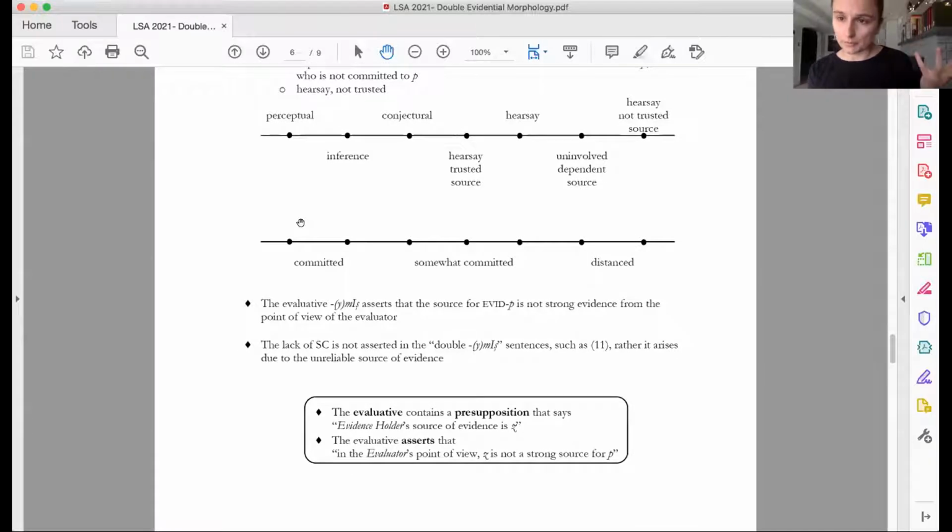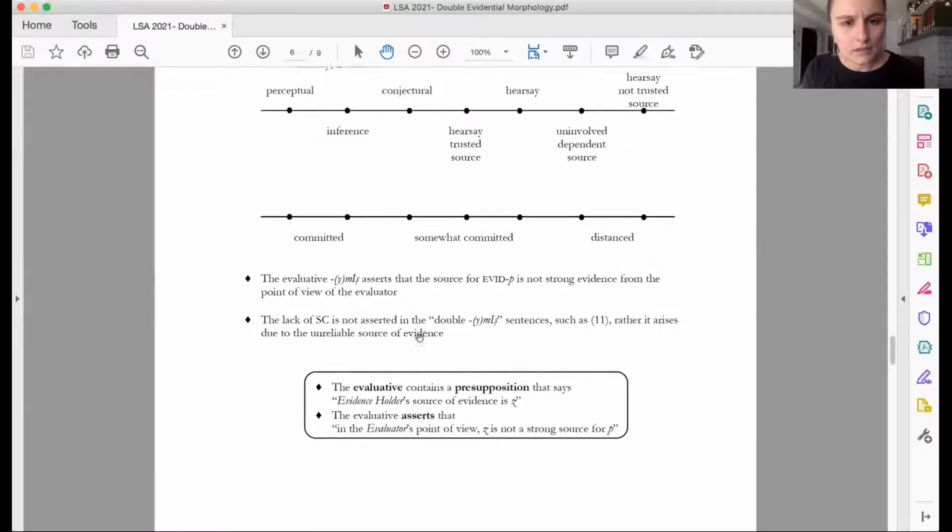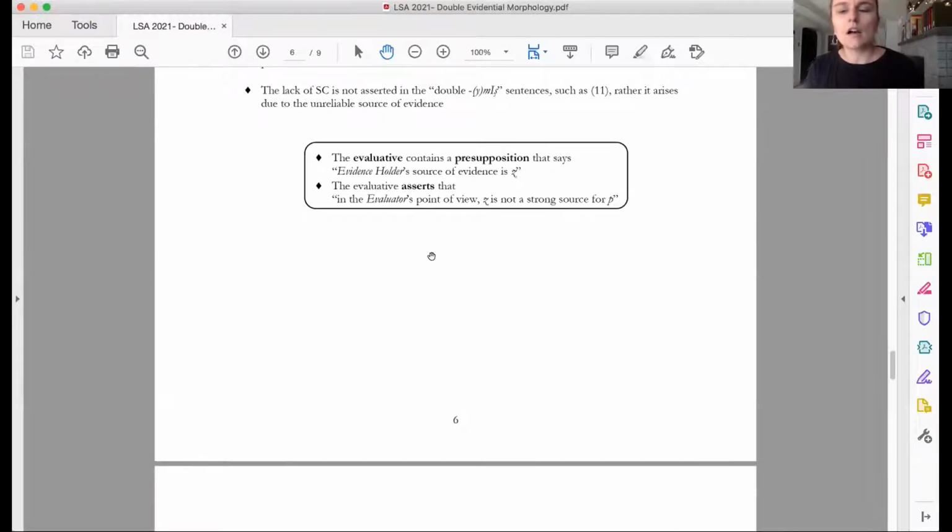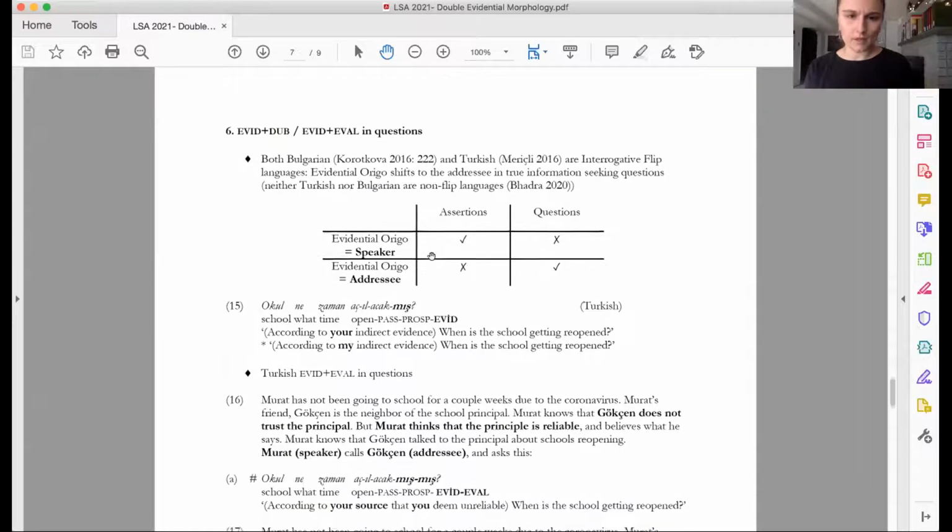So what is this Turkish evaluative mesh? Something that presupposes that the evidence holder has this source of evidence Z, and then it asserts that in the evaluator's point of view, this source Z is not a strong source for its whole proposition. And so I introduce here this concept evaluator, which I think is a new discovery that comes out of this study. And I'd like to look at questions to show you that this is in fact different from the evidence holder. So in the remaining time, we're going to look at some questions.